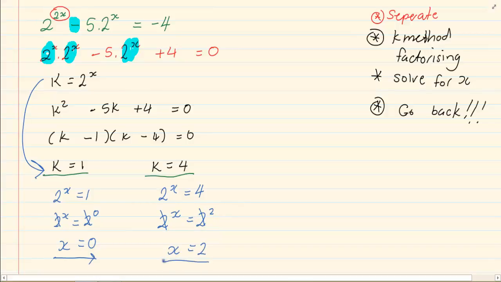Be careful that when you're doing the sum, you do not forget to continue and stop at the k level, because then you haven't completely answered the question.